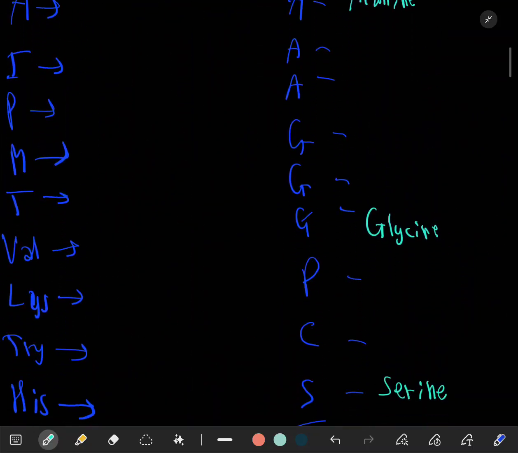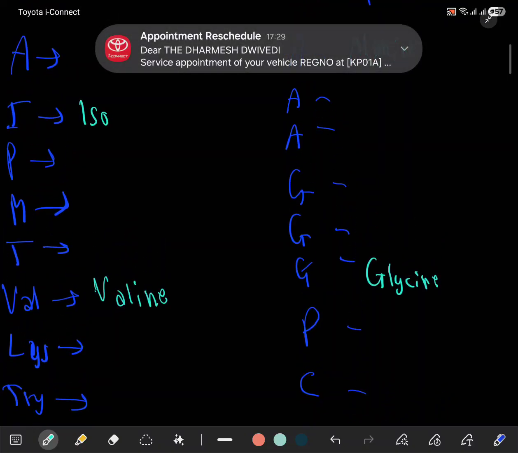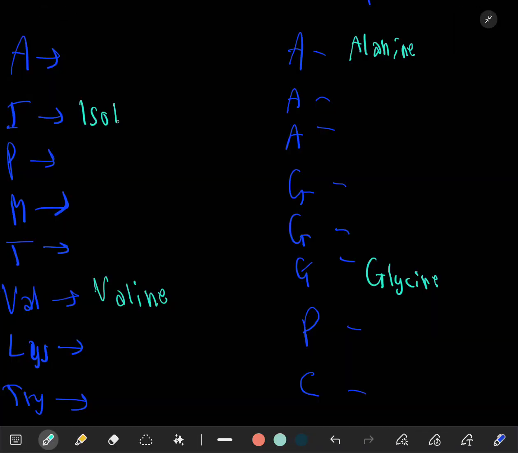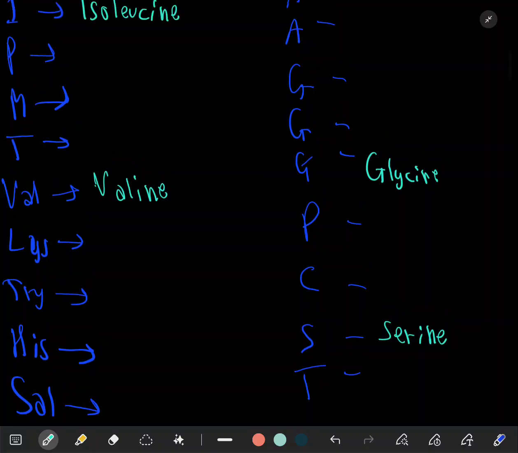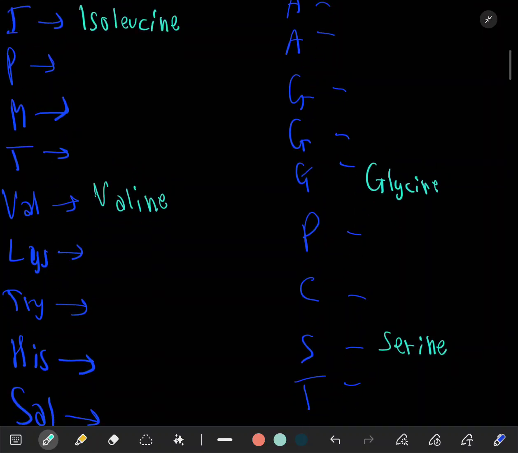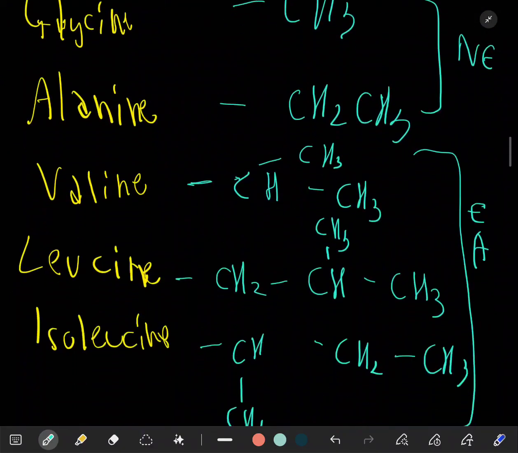So these you can do VAL, which is valine. Then we have ILE for isoleucine. And then LEU, this is for leucine. So this is for our leucine. So now let's move on to the next step.